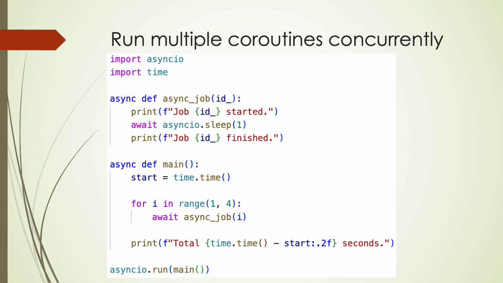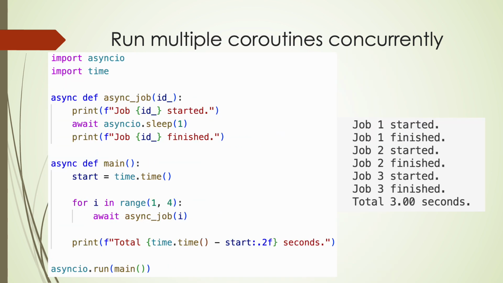Finally, let's see how to run multiple coroutines concurrently. This is where coroutines can be easily misused. We first define an async job function in which it simply sleeps for 1 second. Note that we cannot use the sleep function from the time package, but need to use the one from the asyncio package. In the main function, 3 jobs are started with the await keyword. When this code is run, you may be surprised that the code is actually run synchronously. A new job can only be started when the previous one is completed. This is not what we want. We want them to run concurrently. So what is the issue?